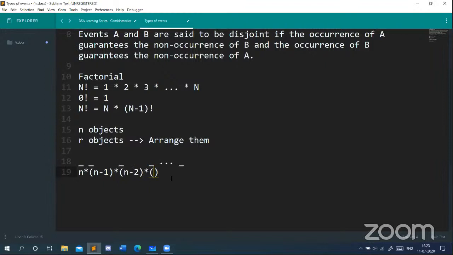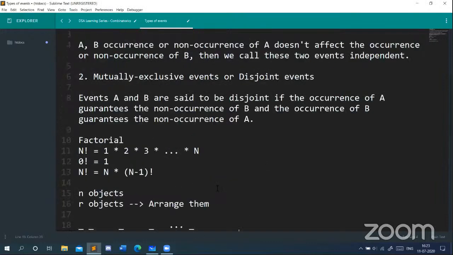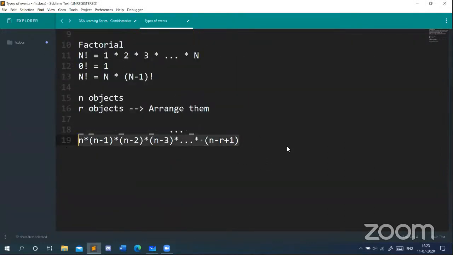For the next blank, I'll have n minus 3 choices, and so on. For the last blank, I'll have n minus r plus 1 choices. Why is that? It's because I have r blanks. So I don't have n blanks, but I have r blanks. Yes, exactly, n minus r plus 1. So this thing is my answer, but I'd like to represent this in terms of factorials. I'll explain this.